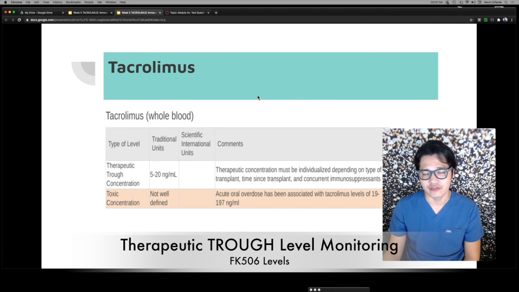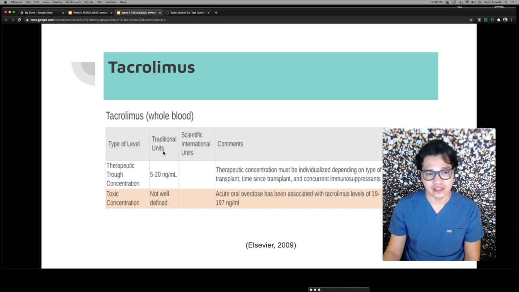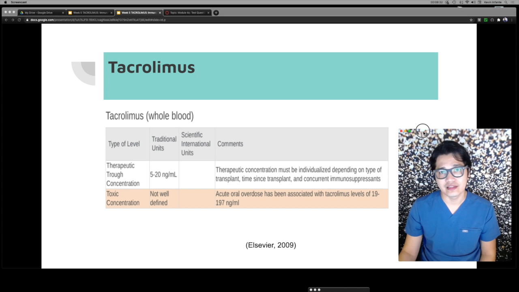Monitoring serum levels of Prograf is important, and the typical traditional therapeutic trough concentration is between 5 to 20 nanograms per milliliter, depending on the type of transplanted organ, the transplant team's goal, and the patient's tolerance for the serum concentration of the drug. Like it says here, therapeutic concentration must be individualized depending on the type of transplant, time of transplant, and concurrent immunosuppressants.